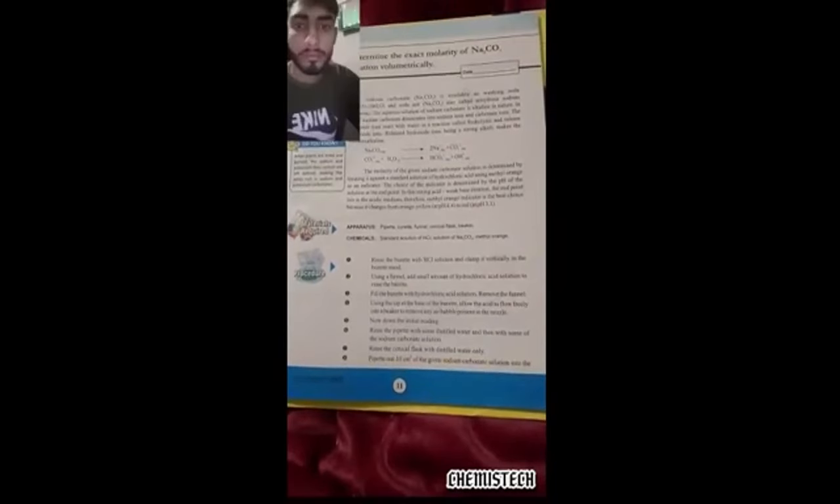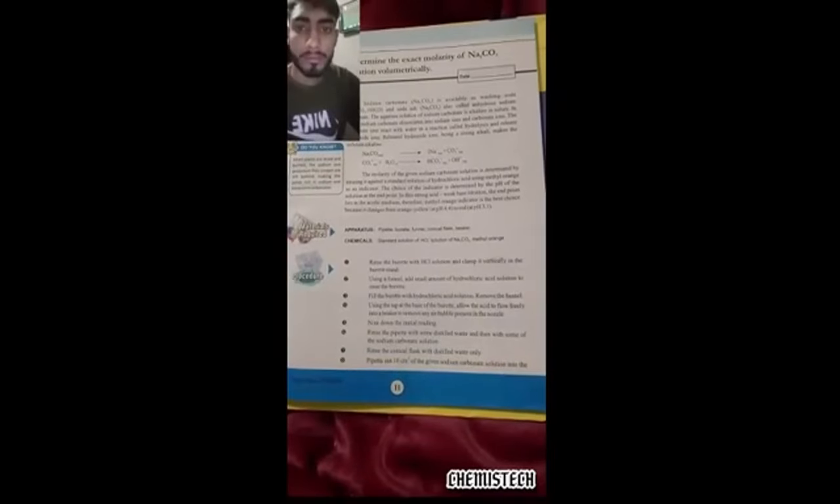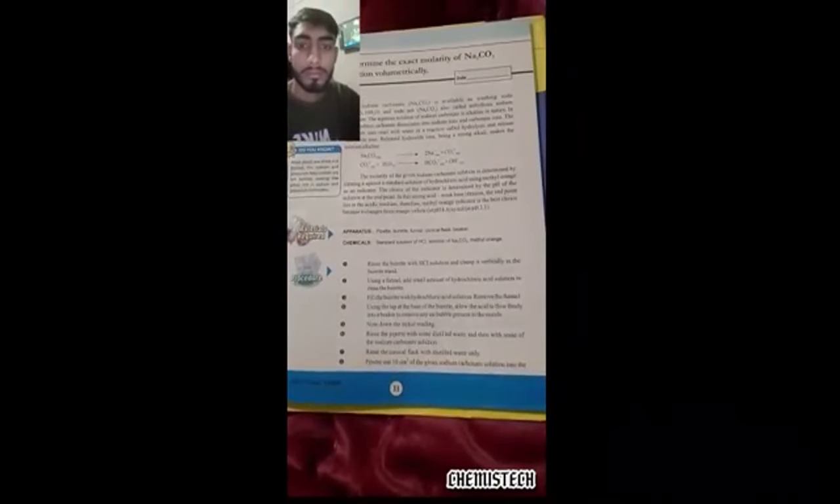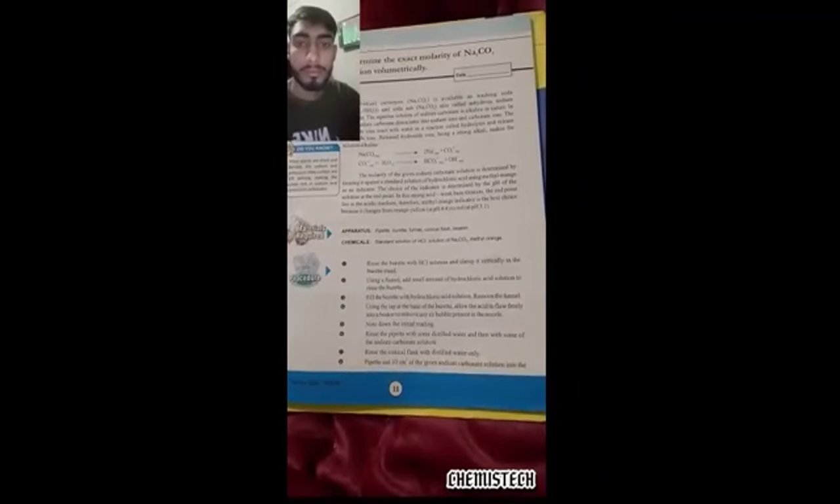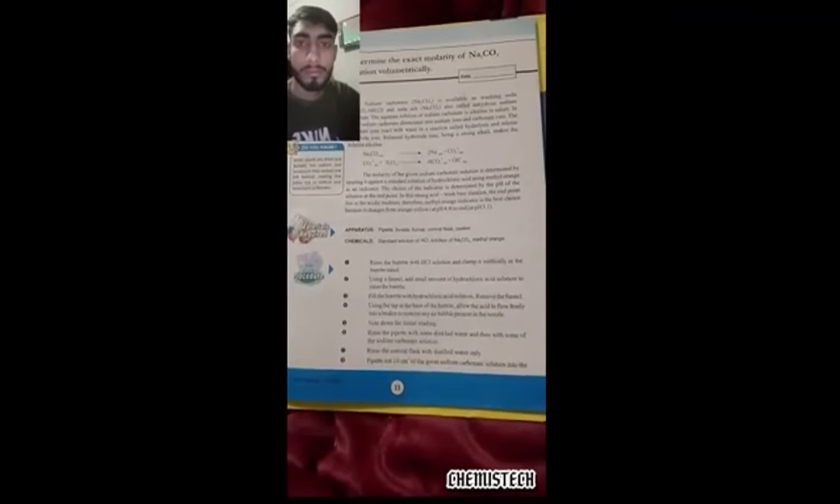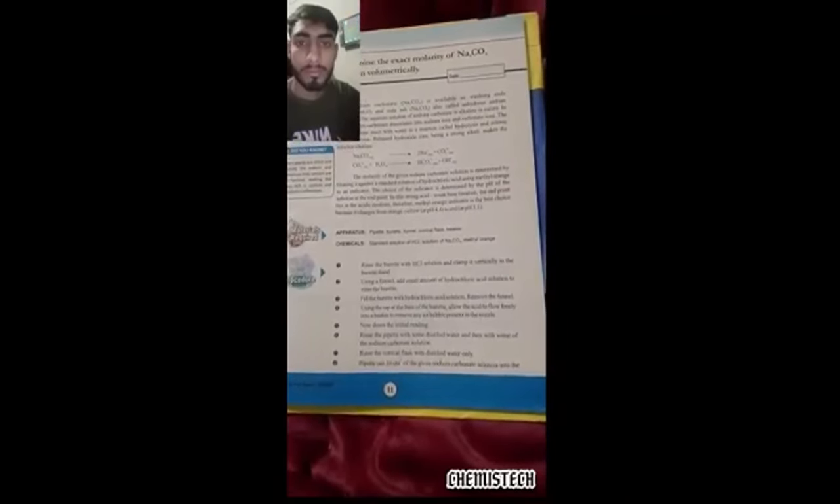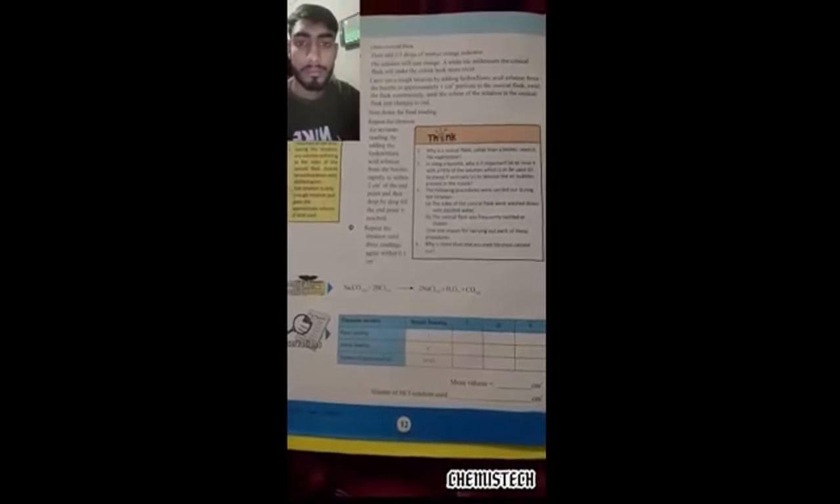Rinse the pipette with some distilled water and then with some of the sodium carbonate solution. Rinse the conical flask with distilled water only. Pipette out 10 cm cube of the given sodium carbonate solution into the clean conical flask. Add 2 to 3 drops of methyl orange indicator. The solution will turn orange. A white tile under the conical flask will make the color look more vivid.